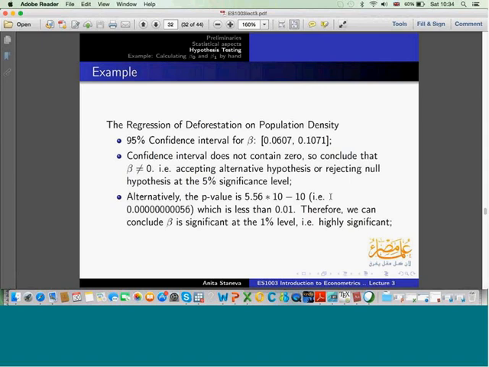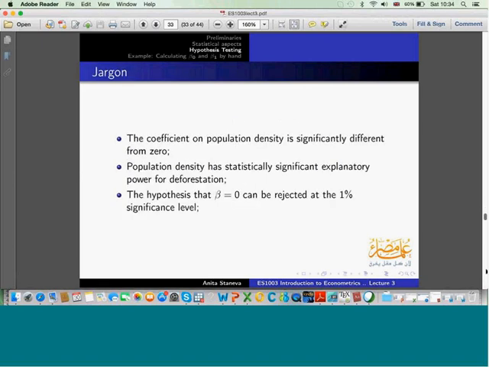Alternatively, we can look at the p-value, which is very small, 0 to the power of 10, which is less than 0.01. Therefore, we can conclude that beta is significant at the 1% significance level. So it's a highly significant beta, and we can use either the confidence interval or the p-value procedure to test our hypothesis.